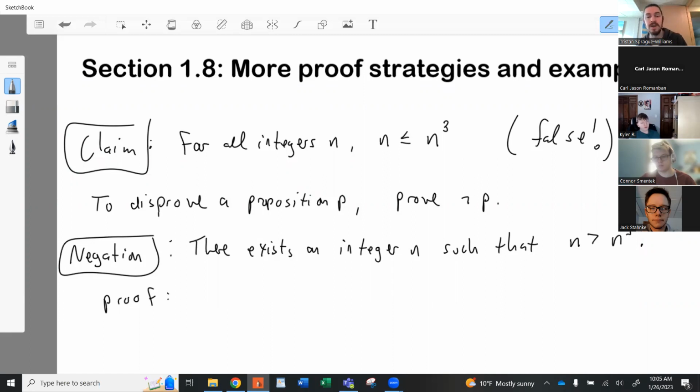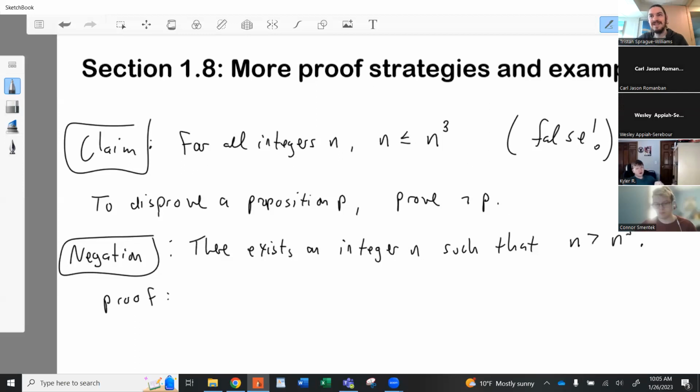So what we want to do here is see if we can find an example of an integer whose cube is less than it itself. Can anyone think of an example? There's actually a lot of examples. A negative number? That's right. A negative number.